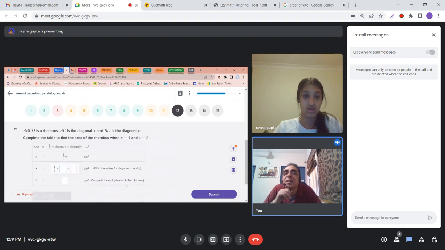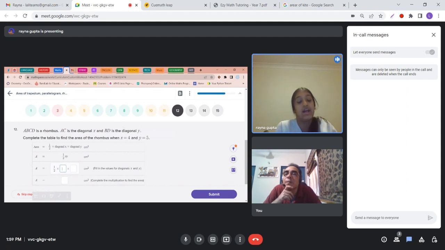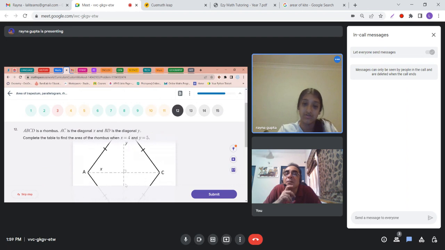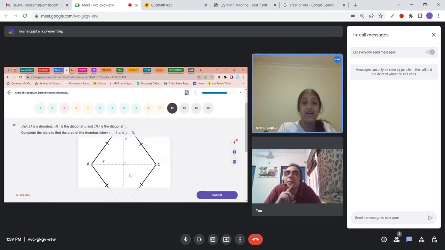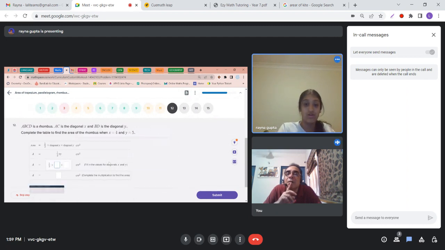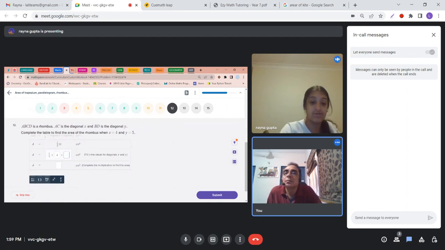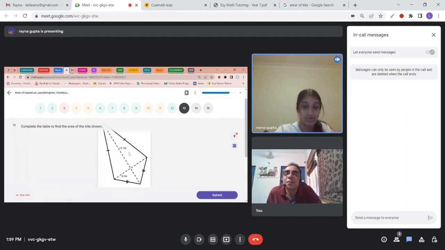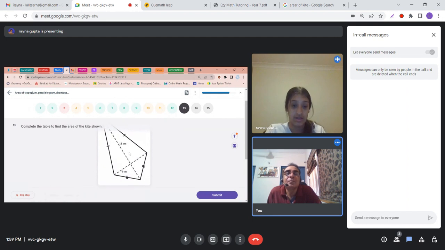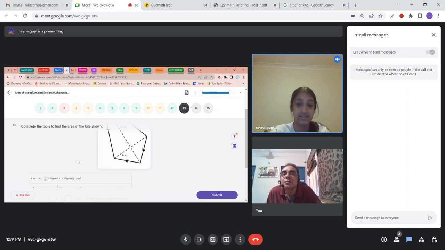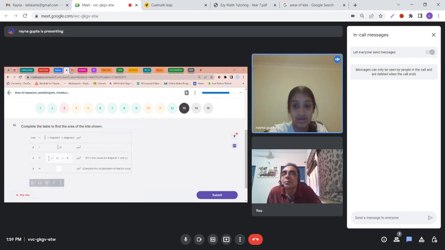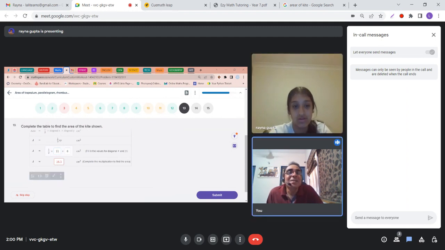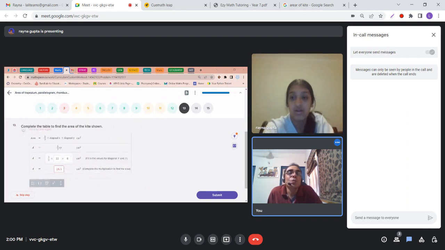ABCD is a rhombus, AC is a diagonal, X and BD is a diagonal of Y. So the first diagonal is X and Y, its measure is given over there, 4 and 3. X equals 4, so Y equals 5, so it will be 10. Okay, now this one is a kite. It will be 11 times 6. So it will be 0.5 times 11 times 6. 16.5. 11 times 6 is how much? 66. 66 divided by 2.